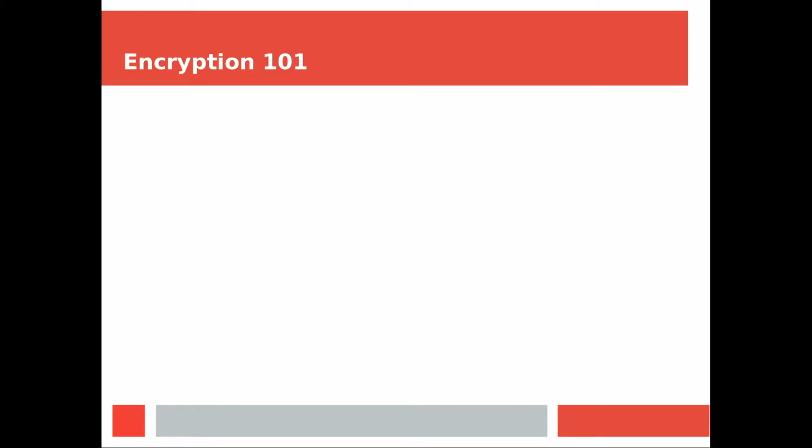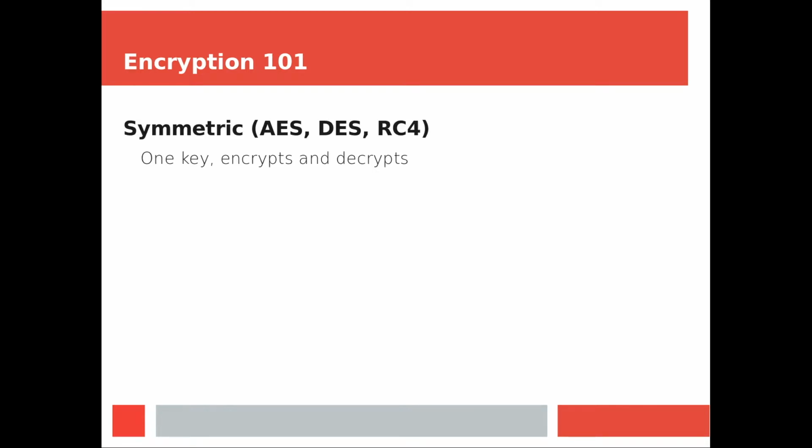Let's do a quick background on just how encryption works. When you're talking about encryption algorithms, there are 2 major ways of doing encryption. One is symmetric, where you have one key that both encrypts and decrypts at the same time.